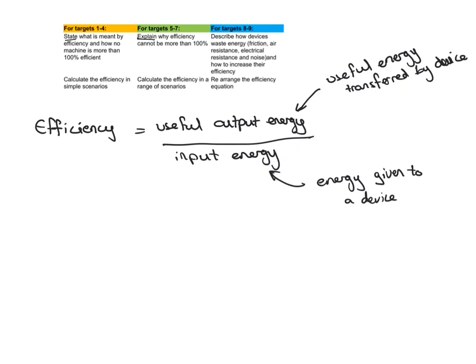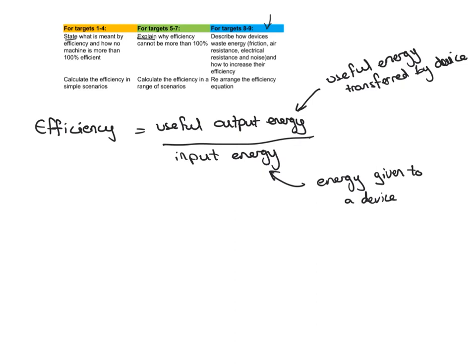You should be able to calculate the efficiency in simple scenarios. So if you're given certain quantities, you should be able to do it. I'll explain that. For higher targets, you should be able to do it easily. And for targets 8 to 9, so this is a higher tier expectation, you should be able to describe how devices waste energy, and I'll go through that, and how you can increase their efficiency. And also you should be able to rearrange the efficiency equation, which I'll go through some examples for that too.